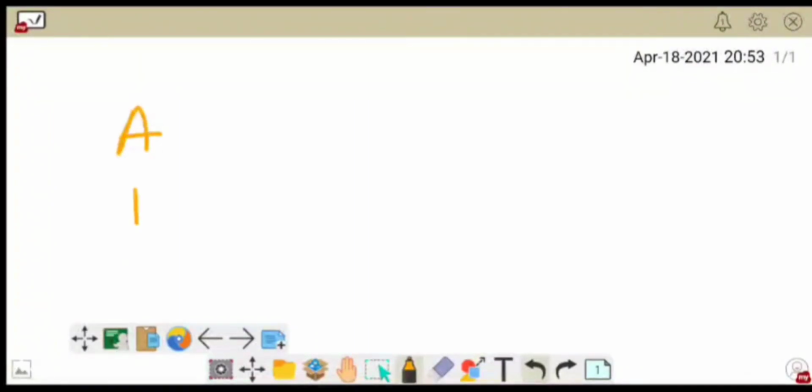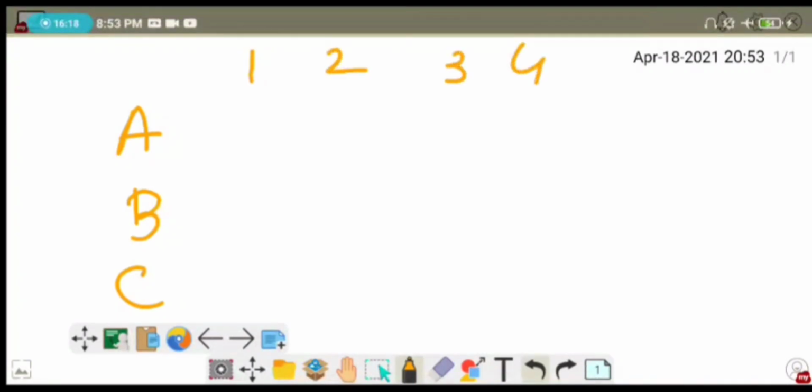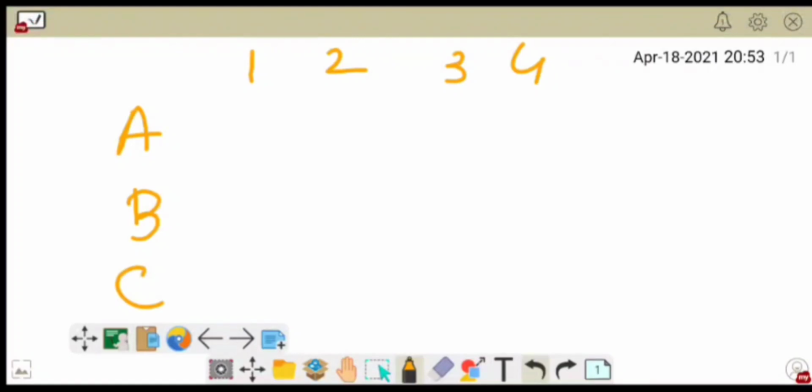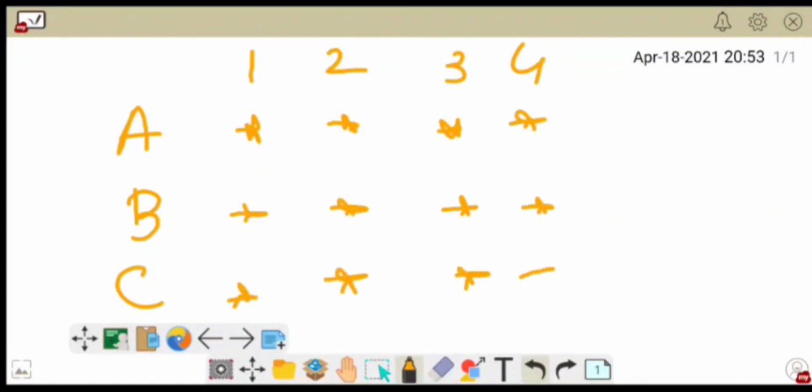So suppose here A, B, C and here 1, 2, 3, 4. Here you can see there are 4 columns and 3 rows. So it is an unbalanced problem, where you can see 4 columns and 3 rows. This is an example of an unbalanced problem.